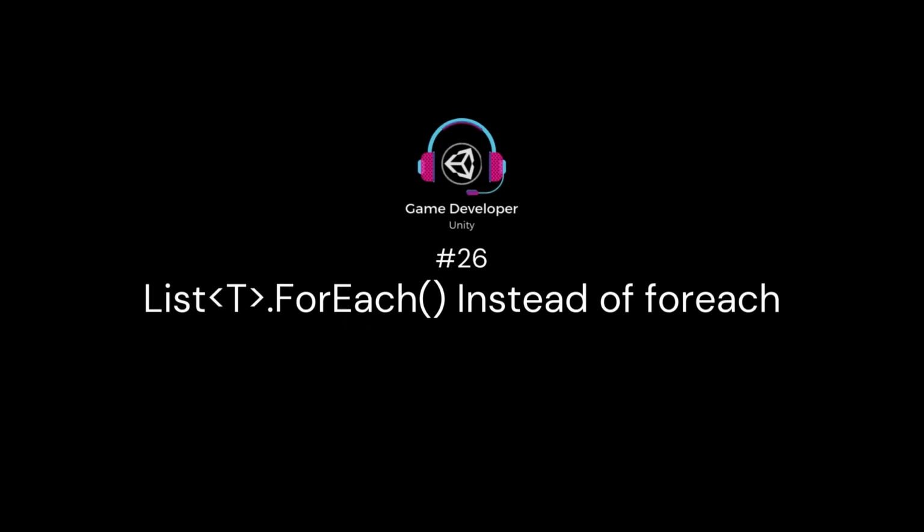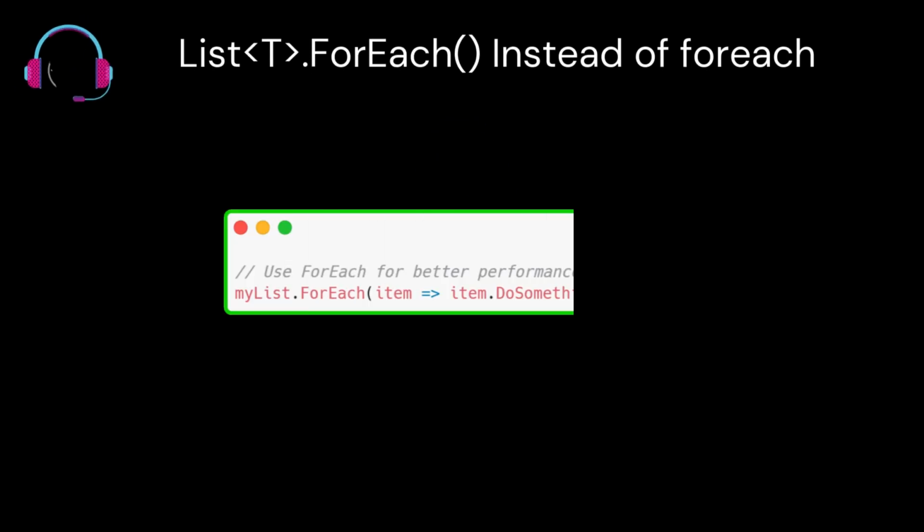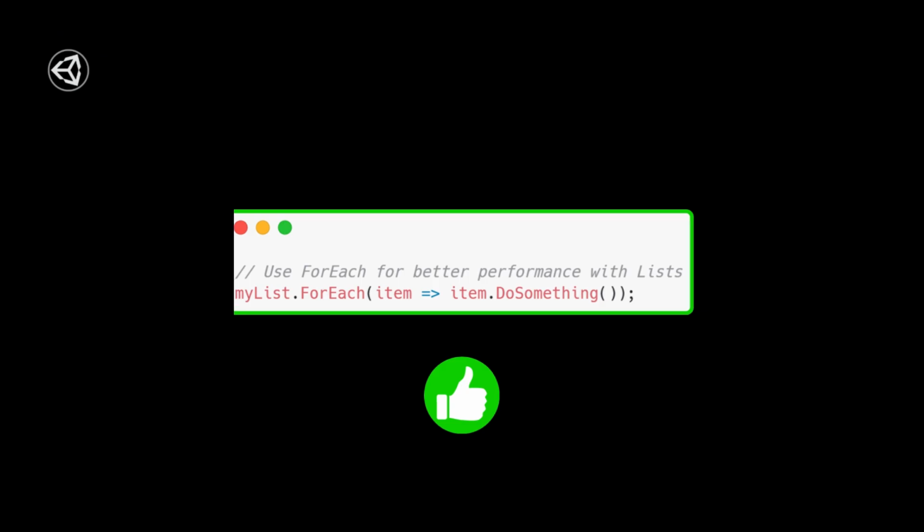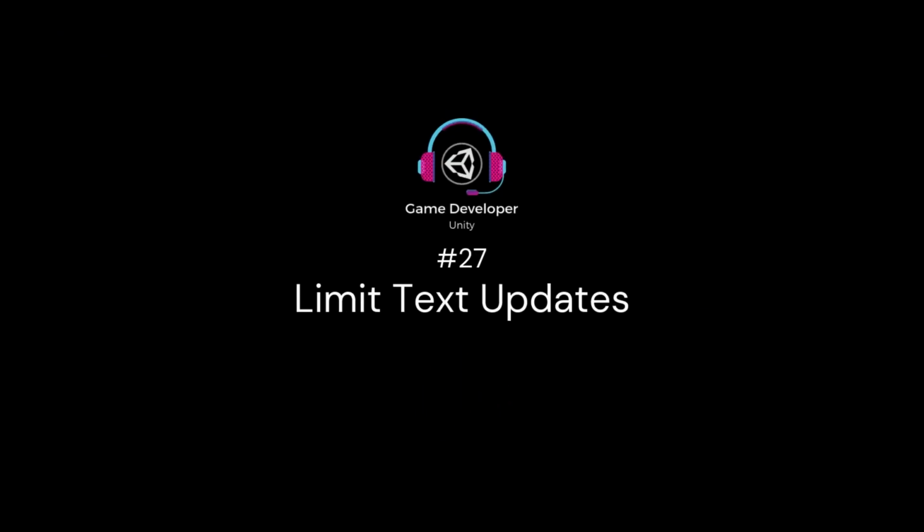Tip number 26, use List.ForEach instead of foreach. While foreach is readable, List.ForEach can be slightly more efficient, as it avoids the enumerator that foreach creates. If you have a list of objects and need to loop through them, List.ForEach may offer a performance boost in some cases.